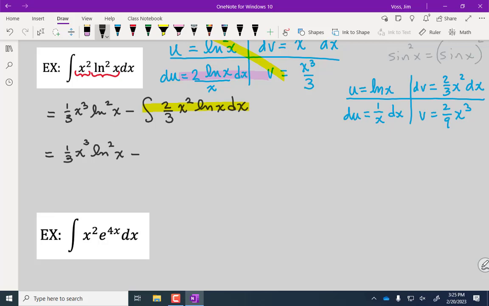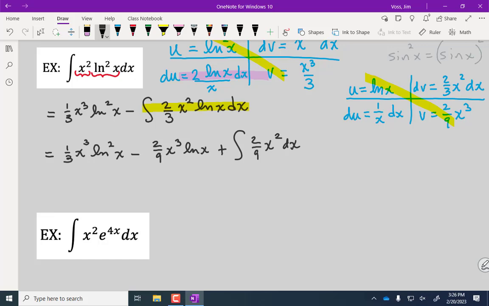So we come over here, we do our uv, right down the main diagonal. So that's going to be 2/9 x cubed, natural log of x, and that minus, since this is positive, this now becomes negative with this leading minus. And now we have plus the integral of v du. So plus the integral of v du, and v du is 2/9 x squared. And that's easily integrable. So we're happy.